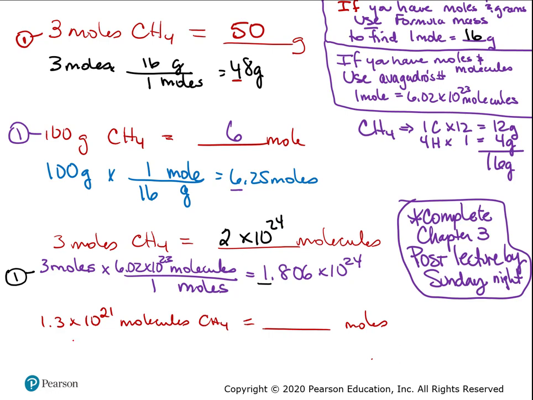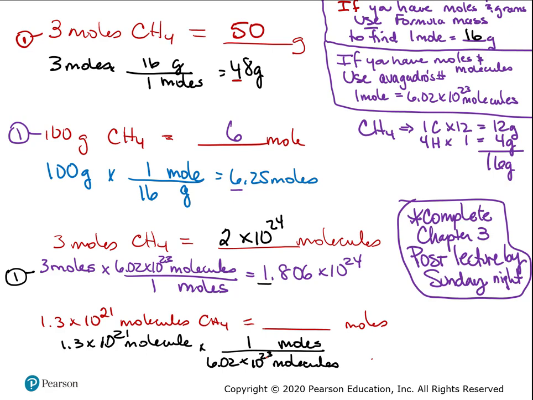Last one. So the last one's 1.3 times 10 to the 21st molecules. This is what I'm given. Times in a line. What unit do I put on the bottom? Molecules goes on the bottom. Whatever I'm given goes on the bottom, so it'll cancel. What goes on top, what I want to get, is moles. What goes in front of moles? A 1. Molecules gets the 6.02 times 10 to the 23rd.